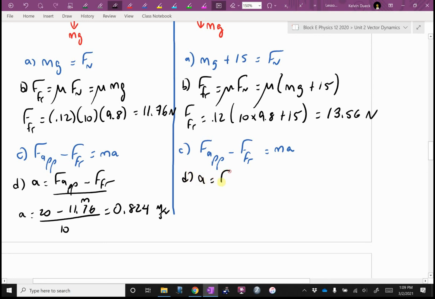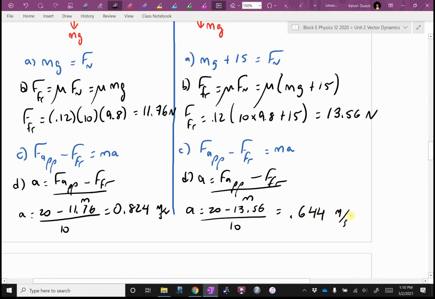Manchand, you and I are going to do this one together, okay? So it's going to be A equals F applied minus friction all over M. If I plug in my numbers, it's going to be 20 take away 13.56 all over 10. Manchand, here's how we'll do it. 20 take away 13, 7. Take away 0.5, 6.5. Now take away the 0.06, 6.44. Yeah, exactly. Divide by 10. 6.44 divided by 10. Yep. It's just that easy.